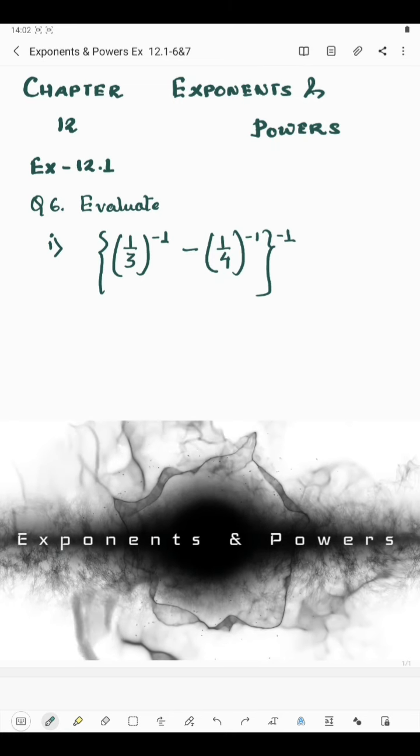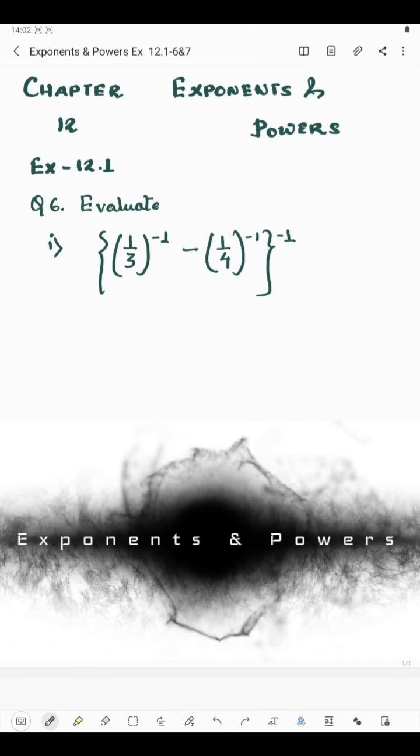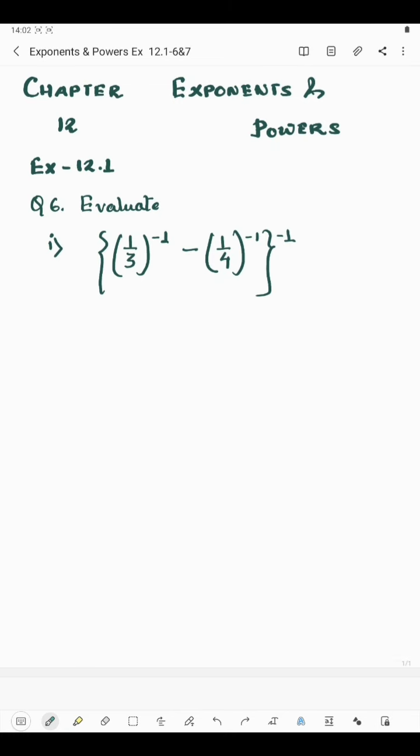Students, now I'm going to start question number 6 of exercise 12.1. Now in question number 6 we have evaluate. Evaluate means we will have to find the value of this. Now in the first part we have (1/3)^(-1) minus (1/4)^(-1), and whole to the power minus 1.